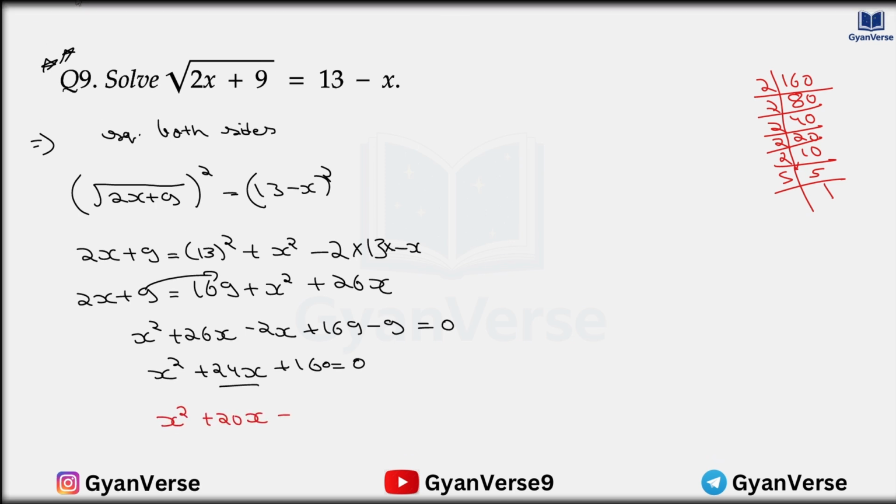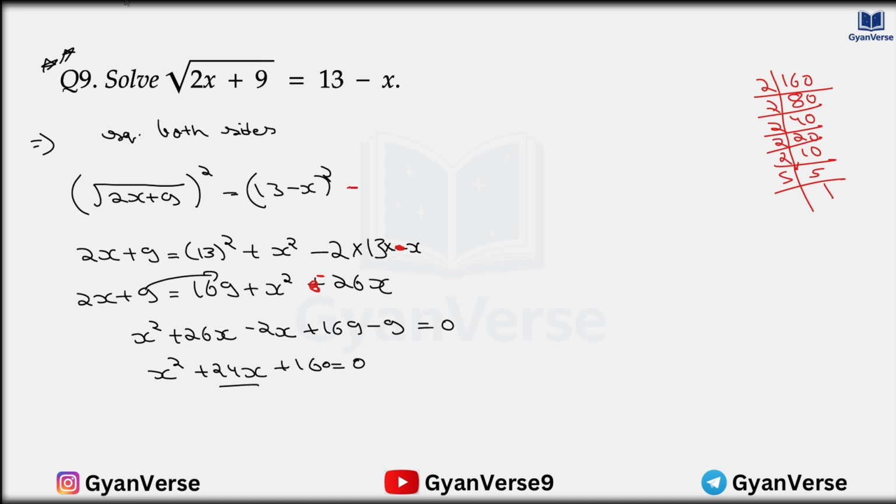Plus 20x. Okay, here I think I've made a mistake. Yes, okay. So this will be minus 26. I don't know why I've written minus x here.